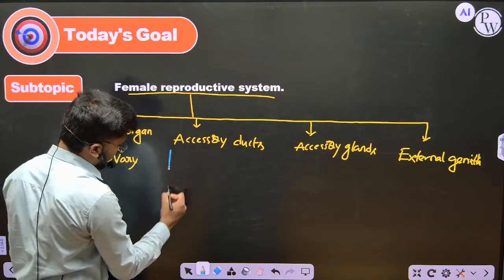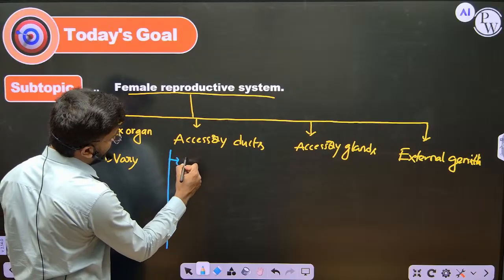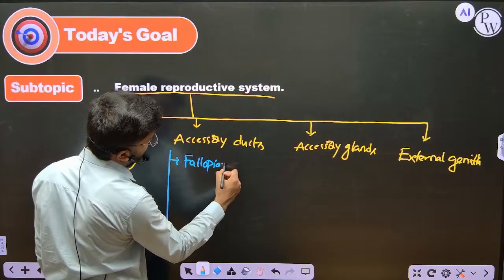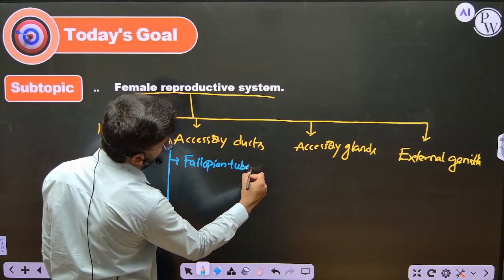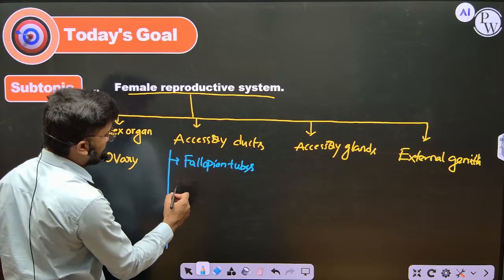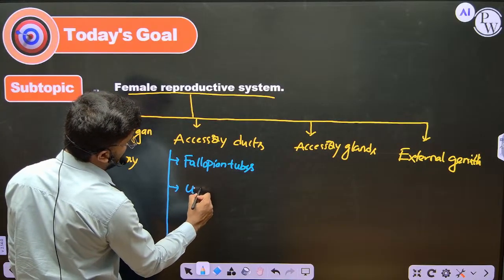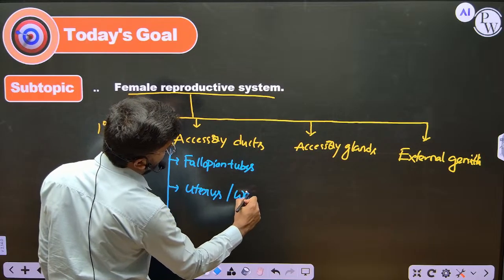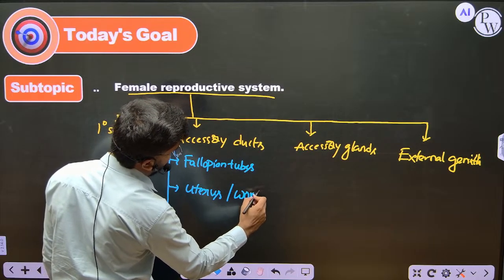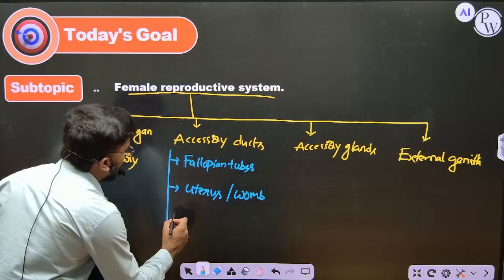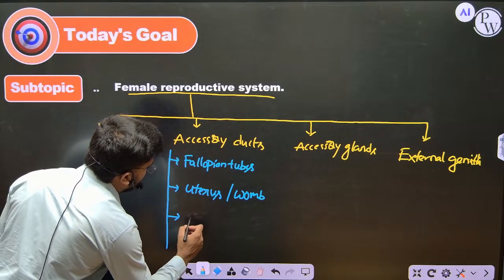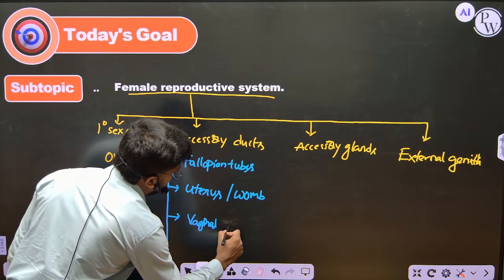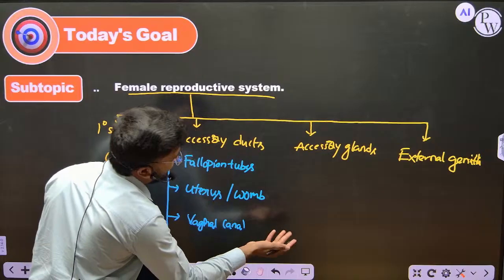Accessory ducts: fallopian tubes. The female has two fallopian tubes, which lead to the uterus. The uterus has another name, womb. Last, the vaginal canal, or you can call it the vagina.